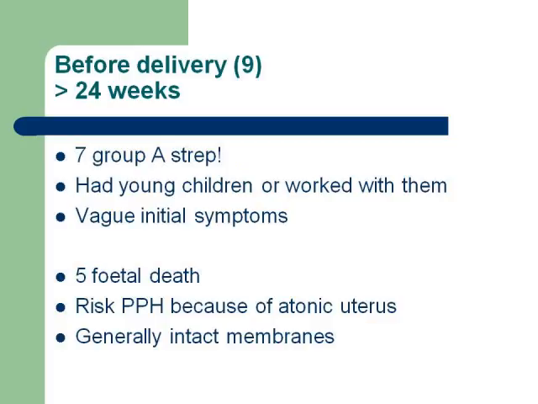So the next group is before delivery. That's after 24 weeks, but before delivery. And this was really where your group A strep came in, this bug that's endemic in the community. And it's very common in children, and almost all of these women, all but one, either had young children or worked with them, and it is thought that this is where they acquired the bug.